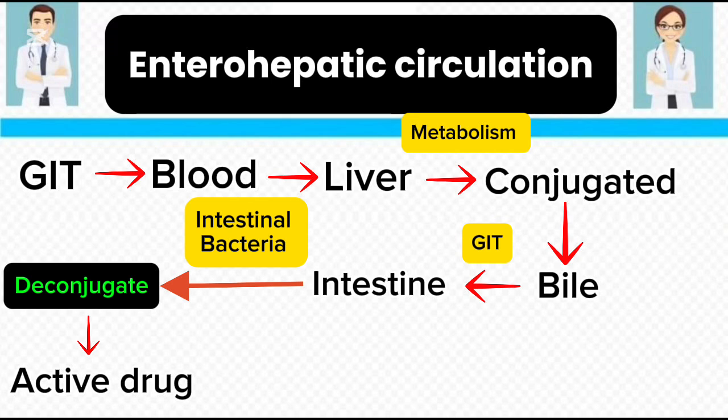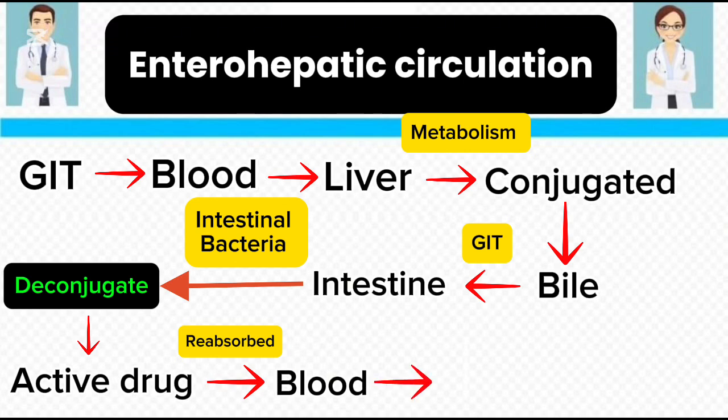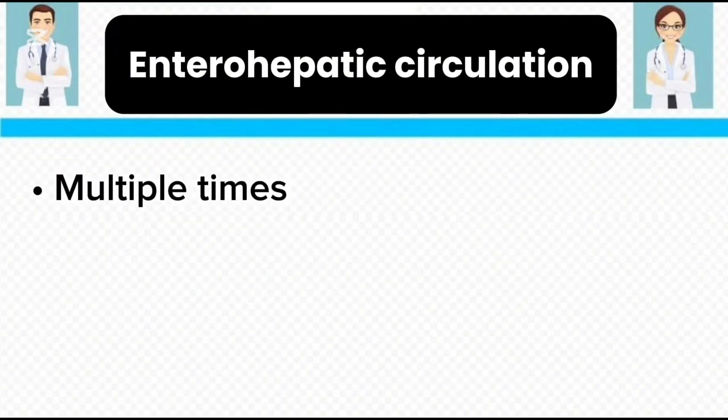The active drug can then be reabsorbed through the intestinal walls into the blood and return to the liver through the portal vein, re-entering the cycle. So this is the enterohepatic cycle. We can see the enterohepatic circulation, and this recycling can repeat multiple times.